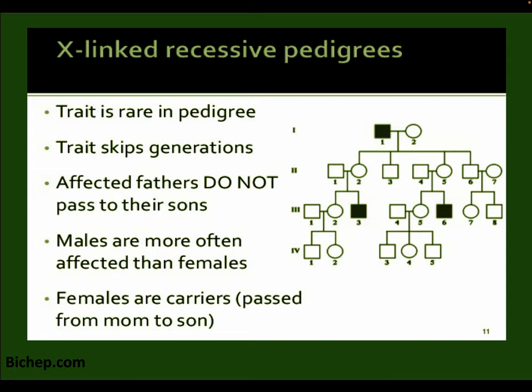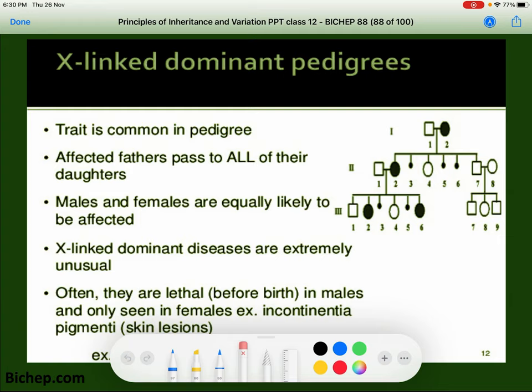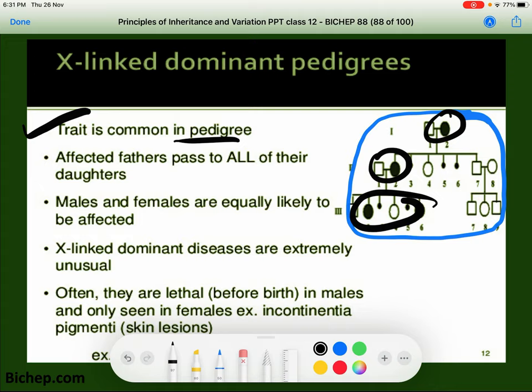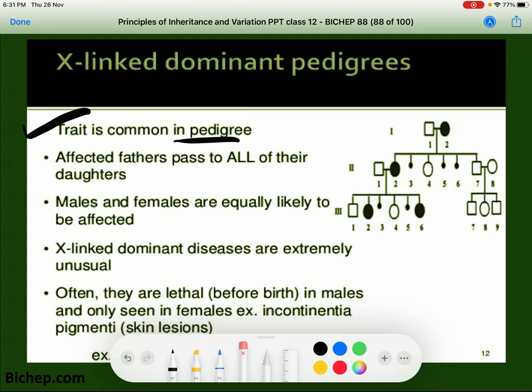Now, X-linked dominant pedigree. X-linked dominant generally shows a greater number of affected females. Right? Possibilities are for both, but most are females. That's what you are supposed to understand. Right? So, the trait is common in the pedigree. If you see, it is very common in all generations and most numbers. Here also they appeared. So, they are very common. Wherever it is dominant, it will be very common.